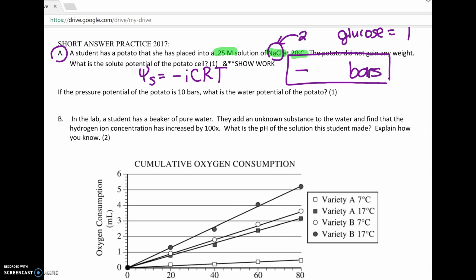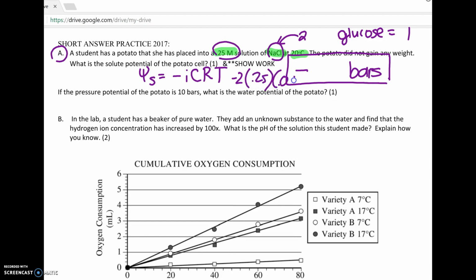I won't give you something weird like ammonium, something funky, nothing like that. It's either going to be something that's 2, or it's going to be glucose or sucrose, which is going to be 1. So that's our first number. So that's going to be negative 2. C is the molarity, so that's going to be 0.25. You're just going to plug that in.